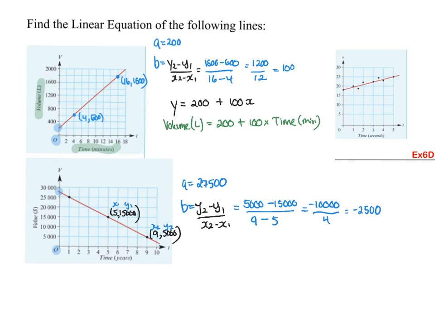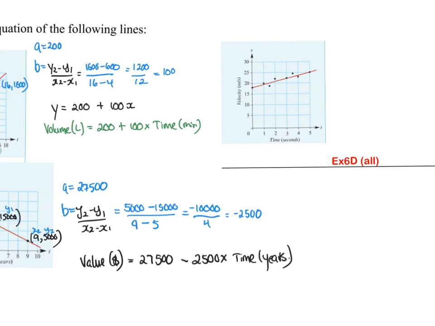All right, so we've got to go write our equation out now. Now they don't have, what is it? It's value this time. They don't have y. So value equals 27,500 minus 2,500 times time in years. Okay. All right, so let's do the last one.